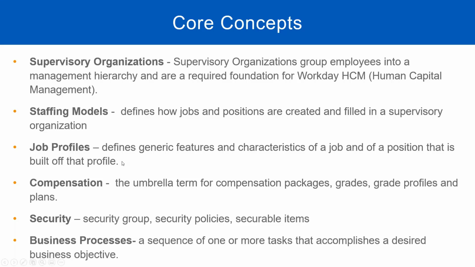And the last core concept is business process. The business process is a sequence of one or more tasks that accomplishes a desired business objective, right? Like we discussed about, let's say, the hire process. There will be a sequence of tasks that needs to happen before you hire a worker, right? And all of these tasks will not be performed by the same person or the same group of persons. It will be done by different groups of persons. So we will see how we can configure the business processes in Workday. Okay, so these are your 6 core concepts.